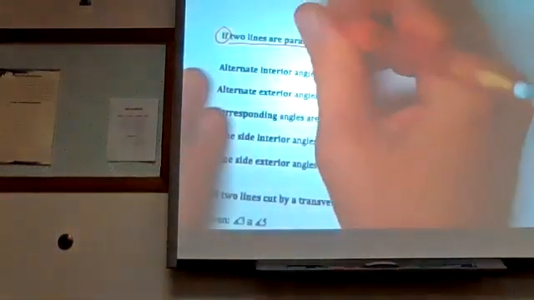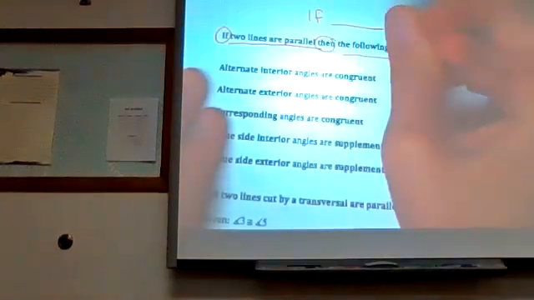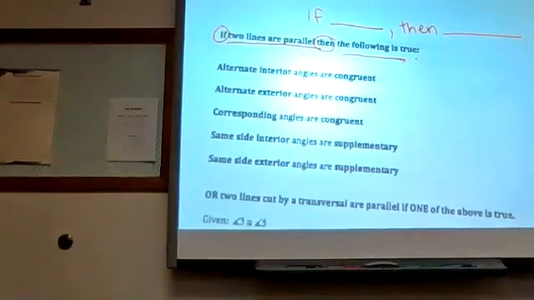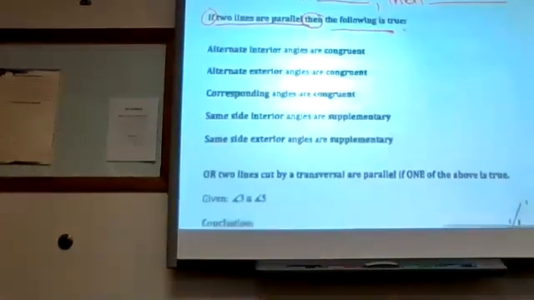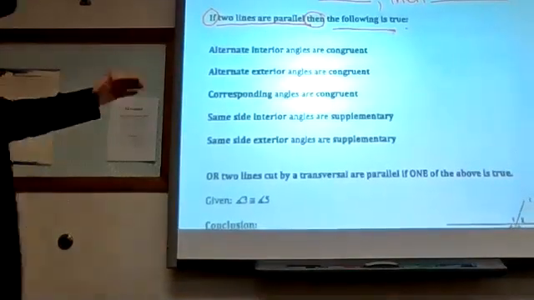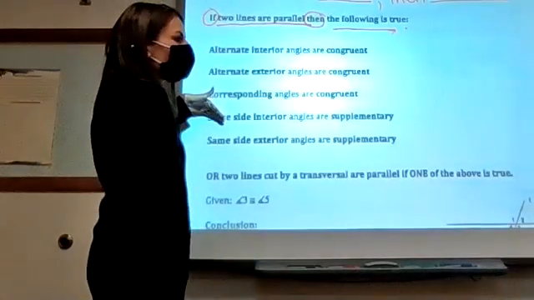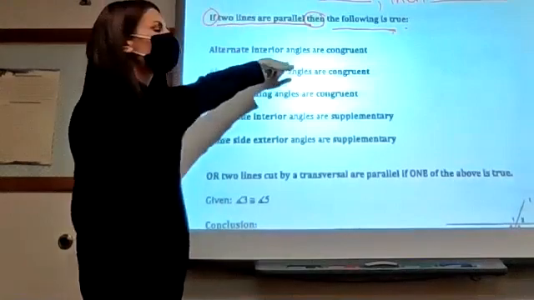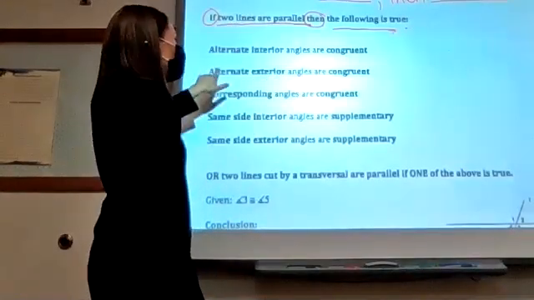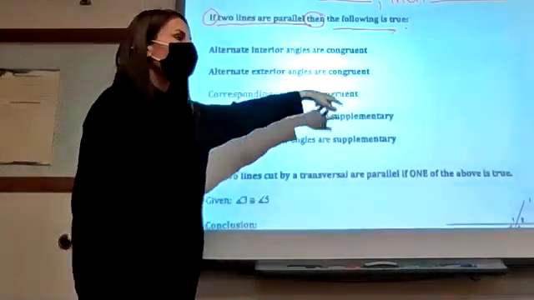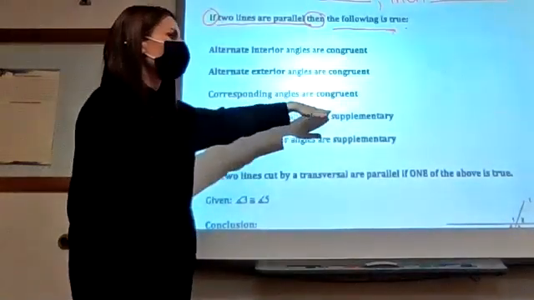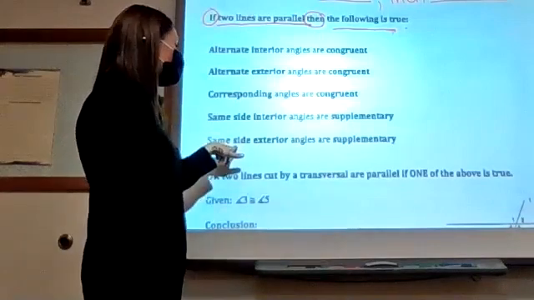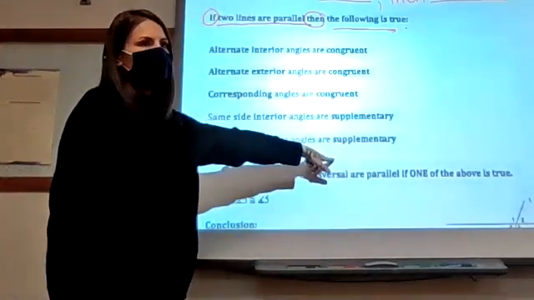Okay, so we're going to use a lot of this. If this, then that. And the way that that looks in our proofs, okay, so now it's listing what's true. If 2 lines are parallel, alternate interior angles are congruent. Alternate exterior angles are congruent. Corresponding angles are congruent. Same side interior are supplementary. Same side exterior are supplementary.